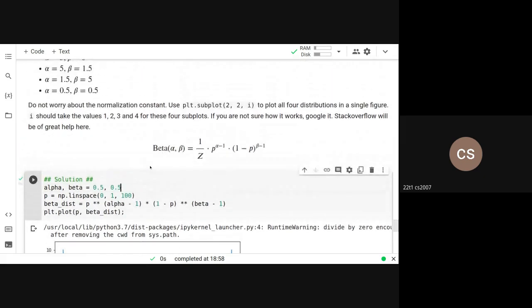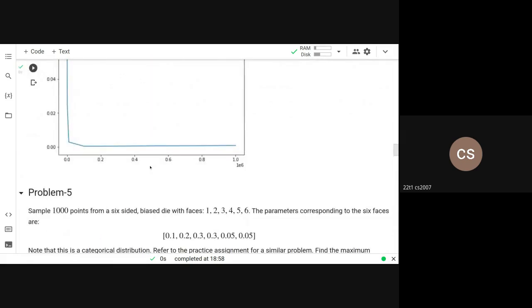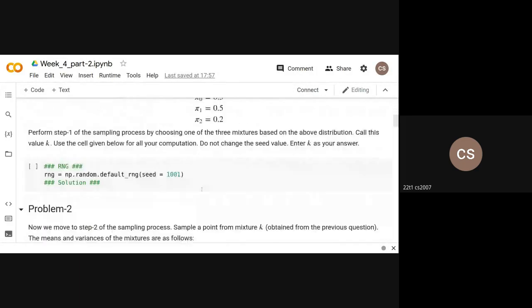Right. So that is the end of the first part of week 4. And in 2 minutes, we'll start with GMMs and EM.